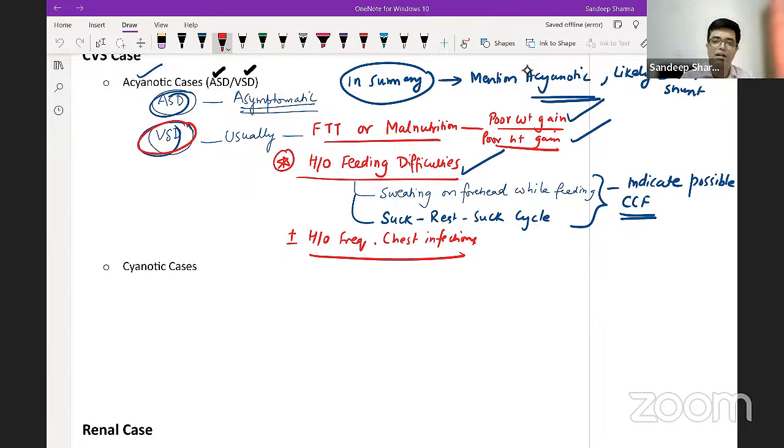Always say acyanotic patient. Likely left to right shunt. If the examiner asks which one it is, then you can say, sir, VSD could be there, but I cannot say till I have examined, till I have investigated the patient, right? So this is the first thing related to the acyanotic cases.